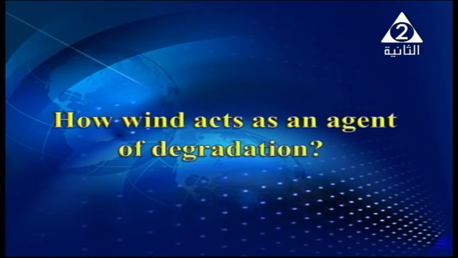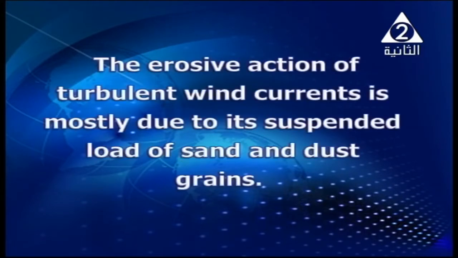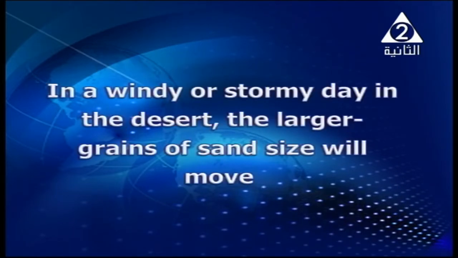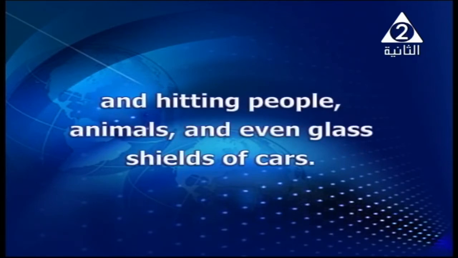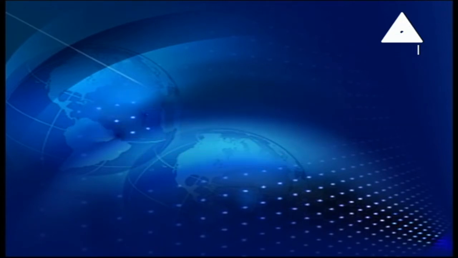How wind acts as an agent of degradation. The erosion action of the turbulent wind currents is mostly due to the suspended load of sand and dust grains. On a windy or storm day in the desert, the large grains of sand size will move, hitting people, animals, and even the glass shields of cars.